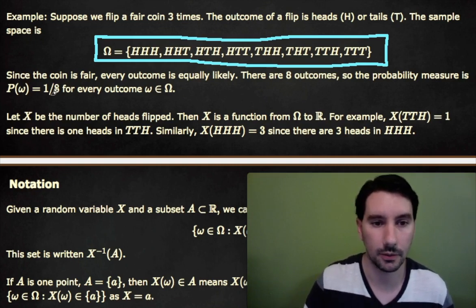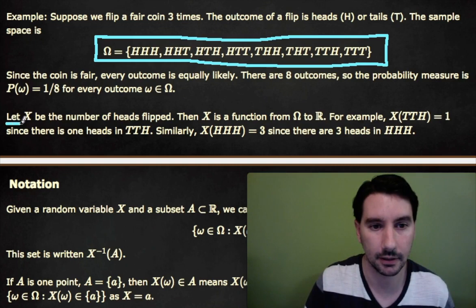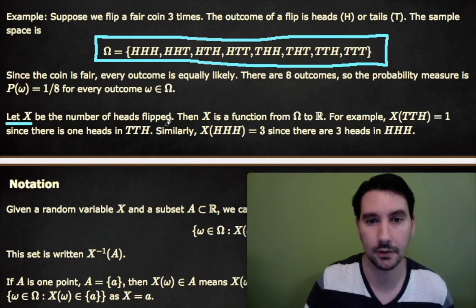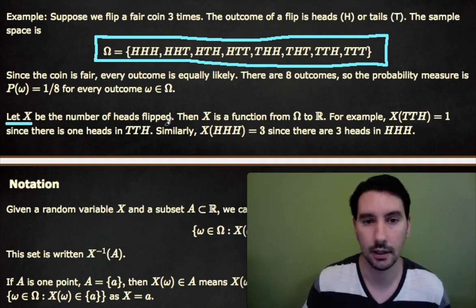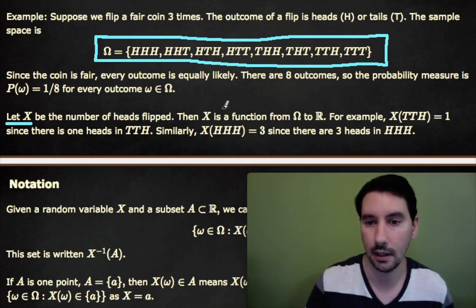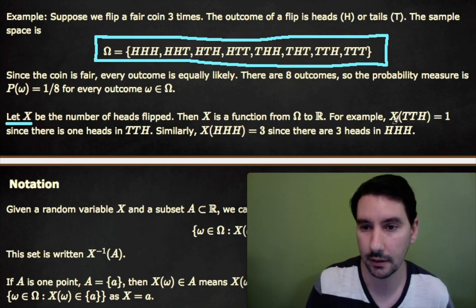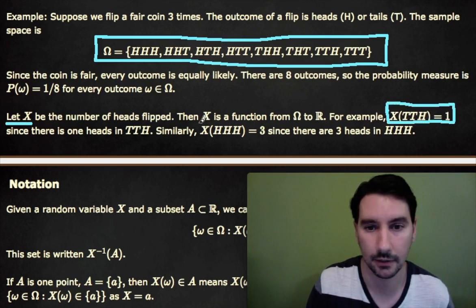So we're going to define the random variable X by saying let X be the number of heads flipped. So X maps each one of the sample points to some point in R, to some real number, right? So for example, X of tails, tails, heads equals 1 because there's only 1 heads that's been flipped. And X of heads, heads, heads equals 3 because there are 3 heads that have been flipped.